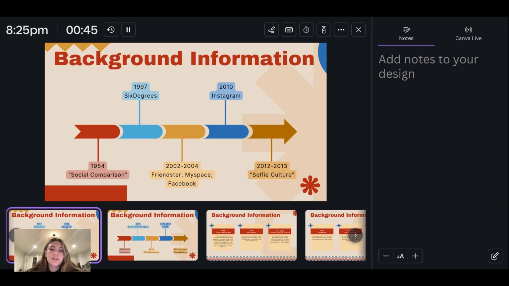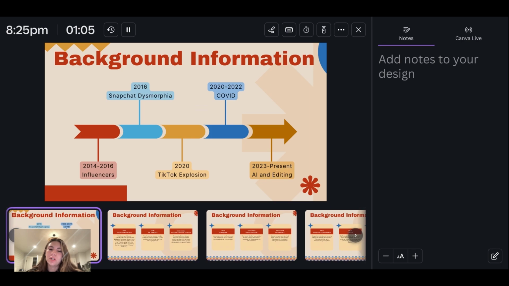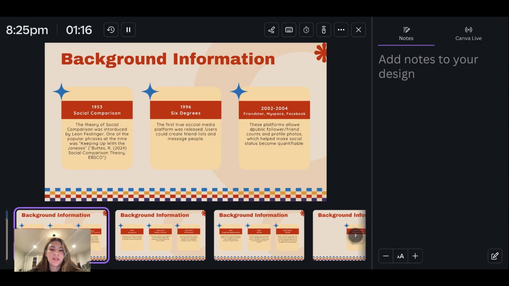For the timeline of events, we'll start in 1954 with the theory of social comparison, then move to the first social media platform called 6 Degrees in 1996, Friendster, MySpace, and Facebook in 2002 to 2004, Instagram in 2010, selfie culture in 2012 to 2013, influencers in 2014 to 2016, COVID in 2020 to 2022, and AI and photo editing in 2023 to present day.